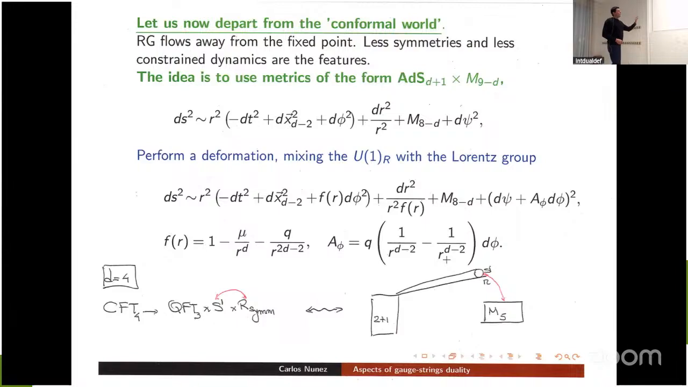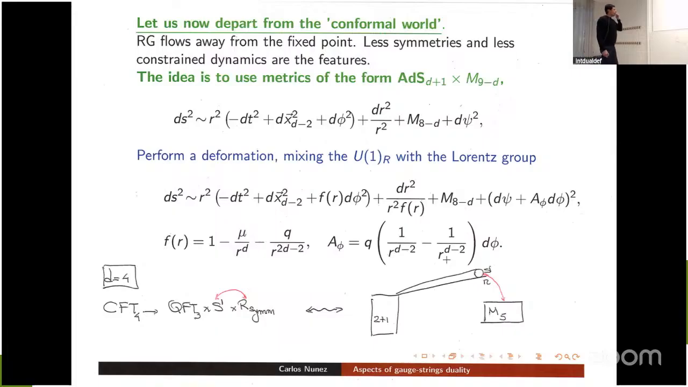What I'm going to do now is take them as Wilsonian UV fixed points, and deform them into a confining or screening field theory. Let me tell you first what the idea is, and then I'll show you examples where this is done precisely. So let me depart from this conformal world. I'm going to consider RG flows away from these Wilsonian UV fixed points where the field theories start. Along the flow there will be fewer symmetries and less constrained dynamics.